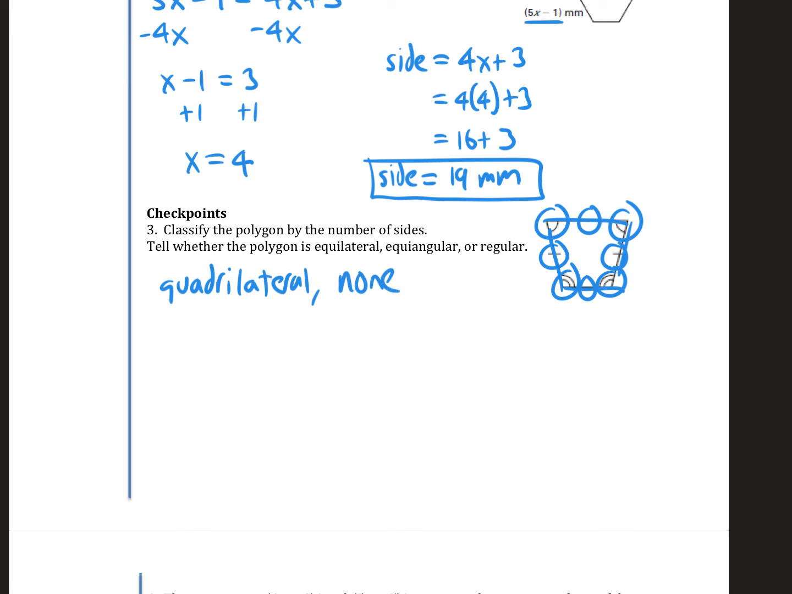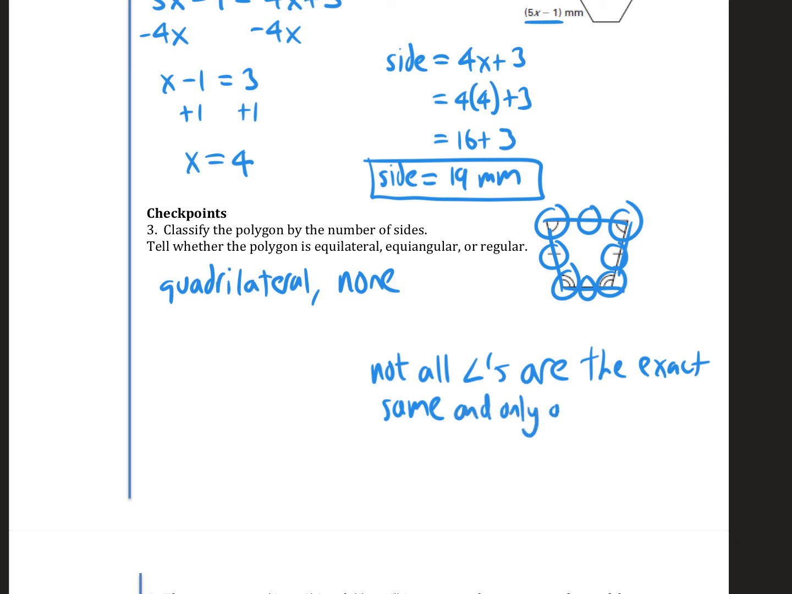So why don't we write that down here. Not all angles are the exact same, and only one pair of sides are congruent. Okay, you can pause the video and copy it down if you would like to. That's the reason why. Okay, checkpoint 4.